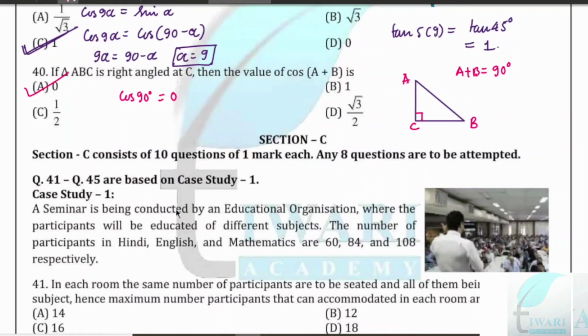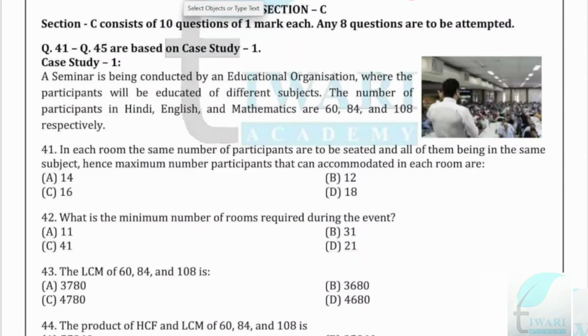That is A. Question number 41 to question number 45 are based on case study 1. A seminar is being conducted by an educational organization where the participants will be educated in different subjects. The number of participants in Hindi, English and mathematics are 60, 84 and 108 respectively. So question number 41 is, in each room the same number of participants are to be seated and all of them being in the same subject, hence the maximum number of participants that can be accommodated in each row is what?